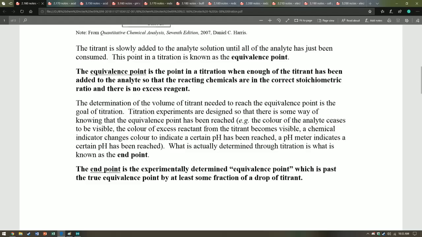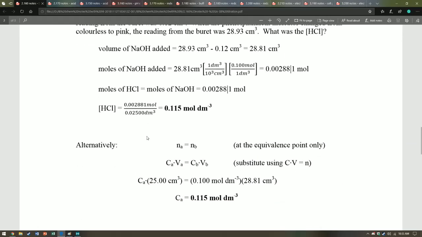I might do a video worksheet with a more complicated titration problem, but let's do a simple one here. Let's see how much time I have. Yeah, let's do a simple titration problem.